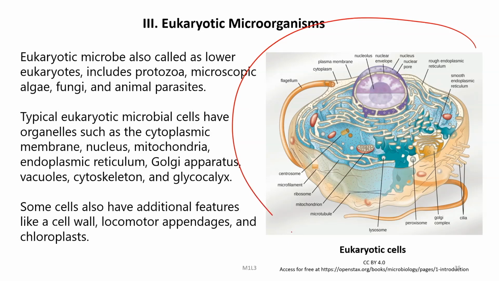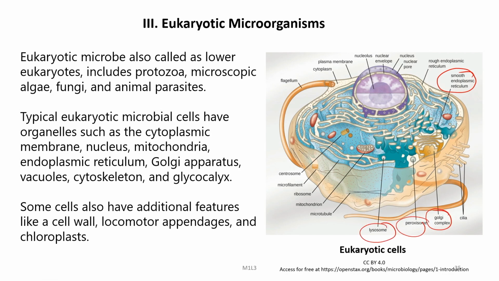In this picture you can see a eukaryotic cell, and you can see a nucleus which is enclosed by a clear nuclear envelope, unlike in prokaryotes. And then you have certain specialized structures like mitochondria, the centrosome, smooth endoplasmic reticulum and Golgi complex, and there you have lysosome and peroxisome.